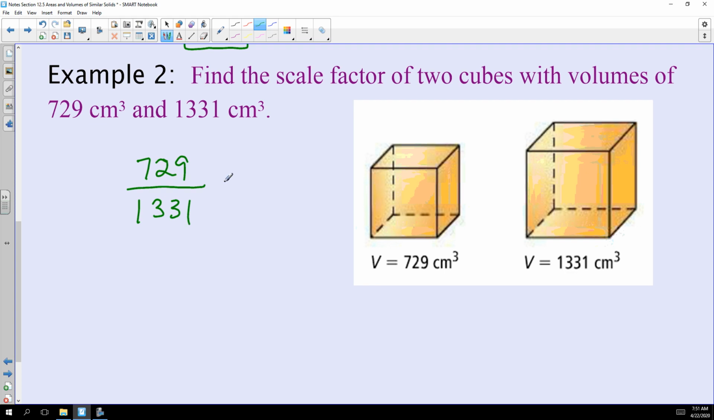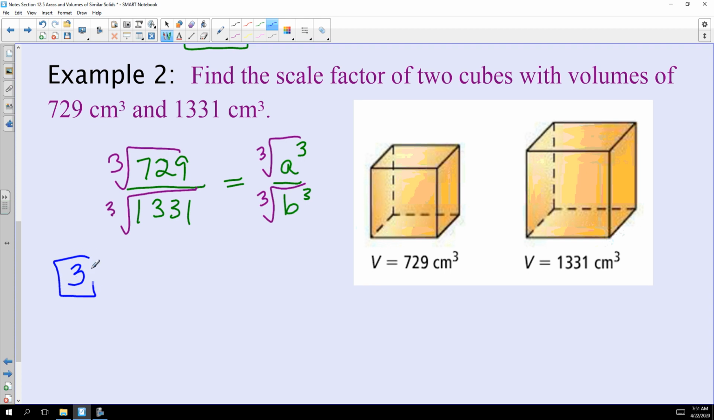So if this is equivalent to the scale factor cubed, then to find the scale factor I'm going to have to take the cube root of 729, and the cube root of 1331. In case you forgot how to take the cube root, remember that you have to tell your calculator that you want to take the third root or the cube root.